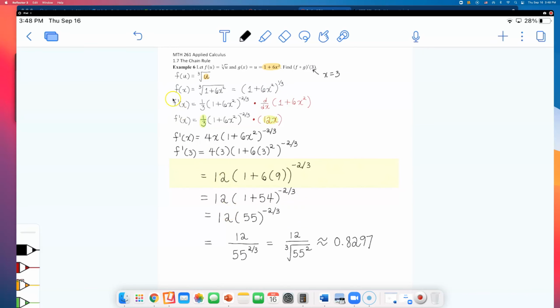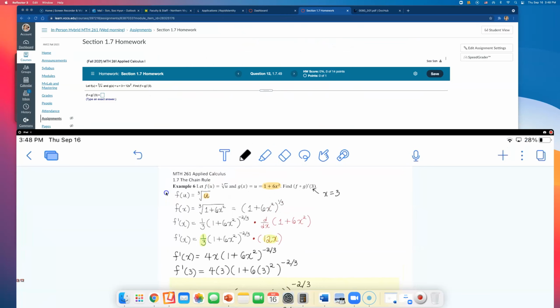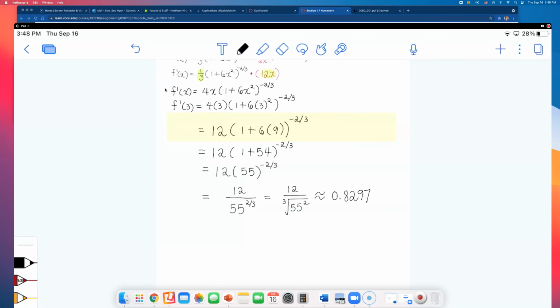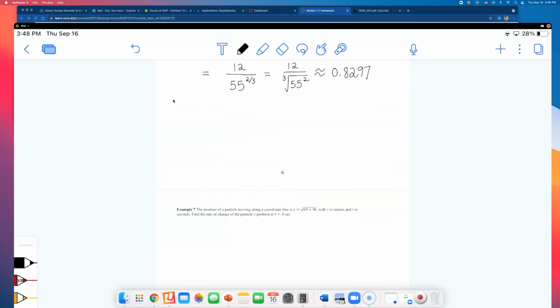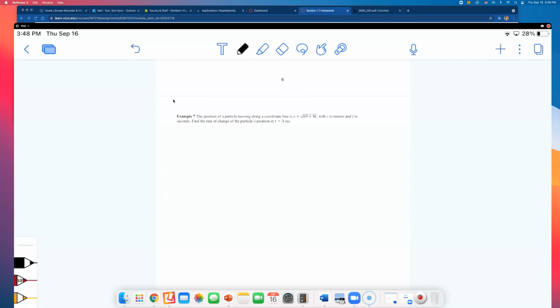But if you guys have issues with homework question number 12 on section 1.7 homework, let me know. We can work on it together. The answer is just so ugly. It makes us wonder about whether we were doing it right. All right, but that was example 6. I will show you how to do 7 in another video. I'll do number 7 in another video.